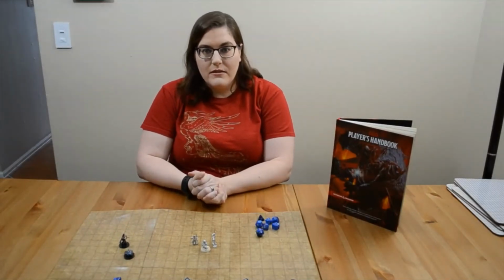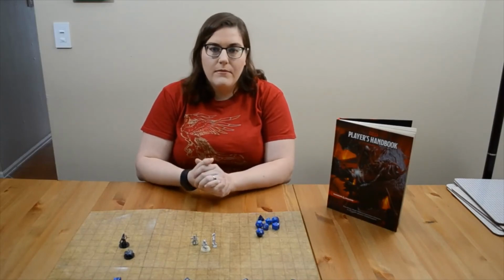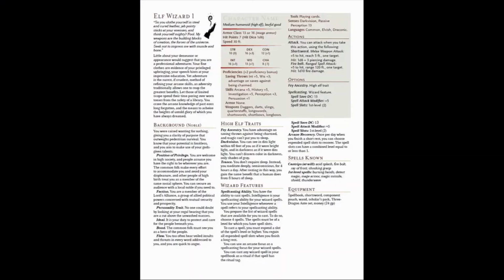Speaking of character builds, now we'll go over what a magic user's sheet can look like. Here we have a pre-generated wizard character created by the D&D team that we will be using for this example. If you want to look at other examples of pre-generated characters, visit the website listed in the description. We can see here that there is a lot of general information. For example, in the wizard features, it states that intelligence is your spellcasting ability.